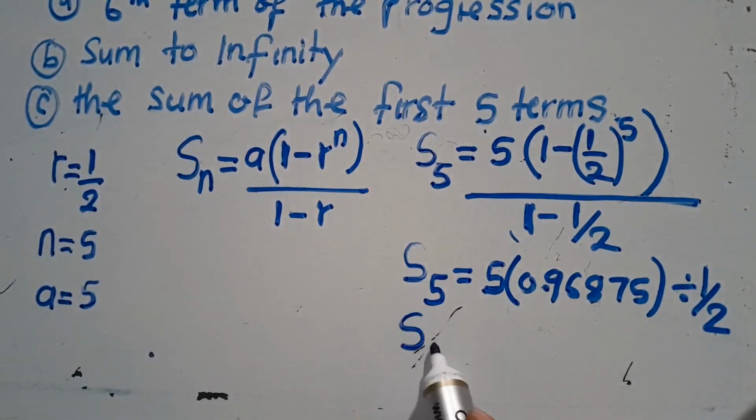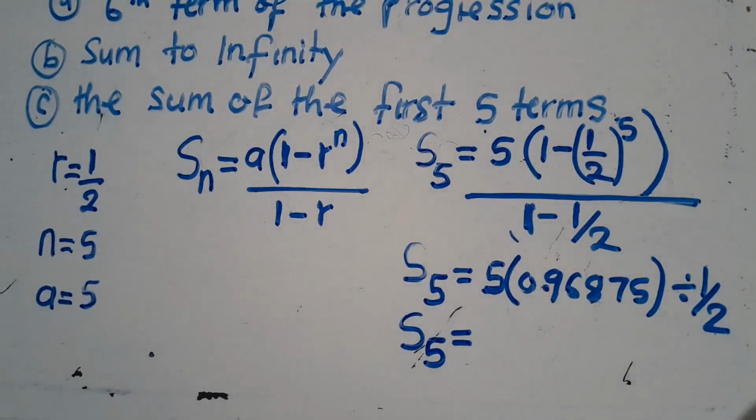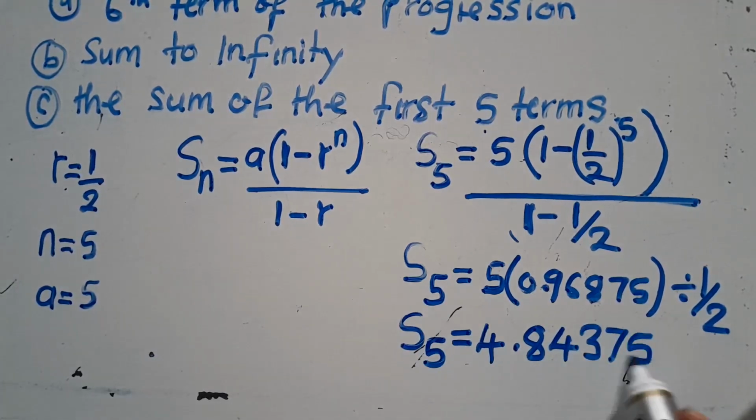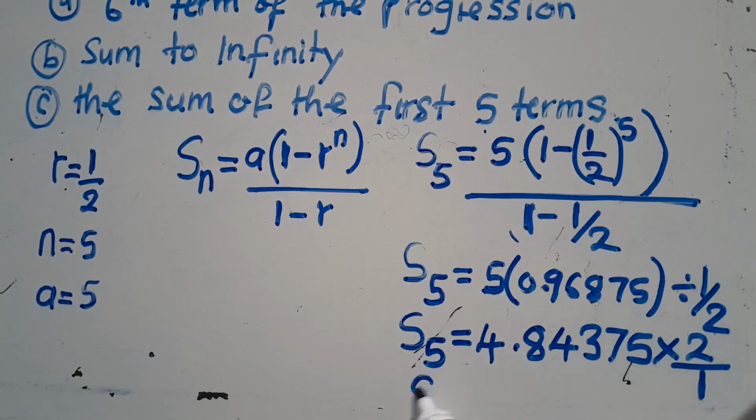I'm going to say S5 is equal to this one times 5. I get this, I multiply by 5. What answer am I going to get? I'm going to get 4.84375. This one will change to times 2/1. These two are going to swap, where I'm going to say my final answer is now equal to, so I just multiply this by 2.